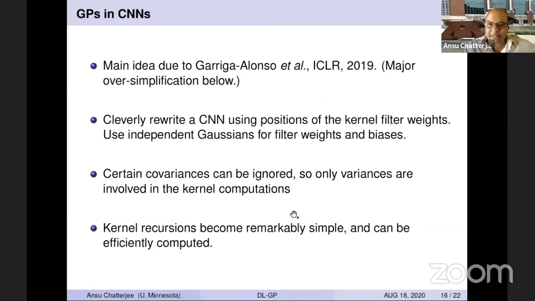And what I've presented here is a major oversimplification, but you essentially play with the position of the kernel filters as well as the filter values to a situation where it turns out that you could ignore tons of covariances, and the kernel recursions themselves become really, really simple. So there have been recent discoveries that relate convolutional neural networks to Gaussian processes.